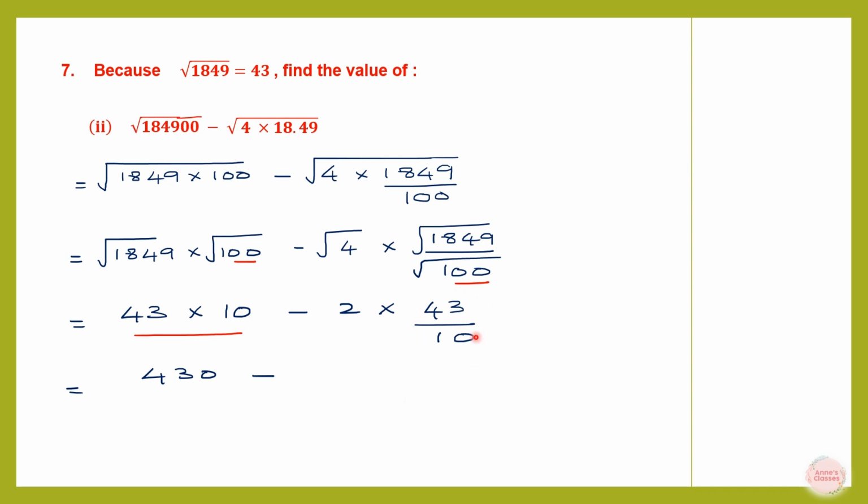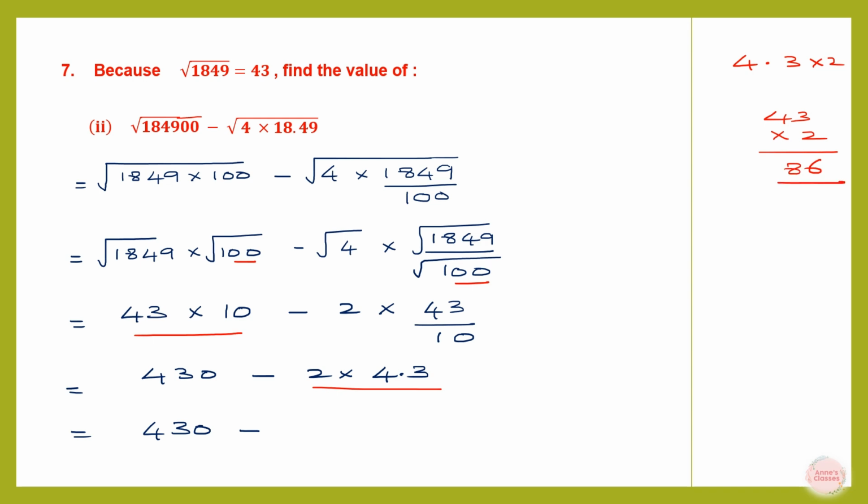We can convert this to a decimal number. So that is 43 by 10 becomes 4.3, because in the denominator we have 1 zero. So the decimal point moves one place to the left and comes in between 4 and 3 and makes it 4.3. So this is 430 minus, now we have to multiply 2 into 4.3. Let's do that. 4.3 into 2. Ignore the point. 43 into 2. 2 3s are 6. 2 4s are 8. Now go back to the question and see there is one decimal place.